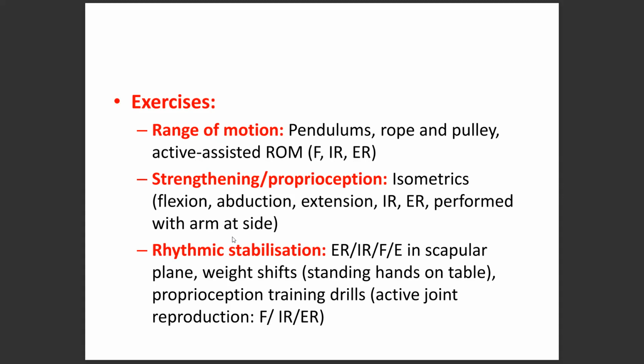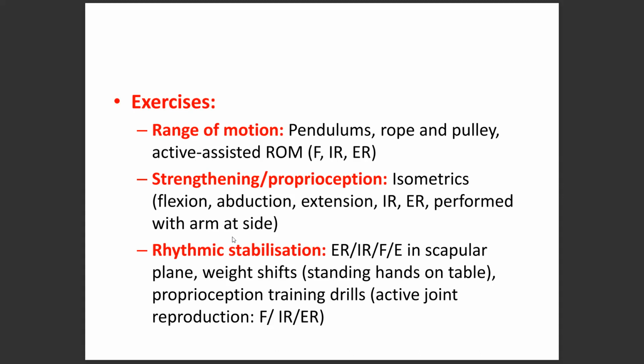Similarly, proprioception के लिए resistance training अभी start नहीं होगी इस phase में, but isometrics can be started just to increase that proprioception. And isometric exercises should be applied for flexion, abduction, extension, internal and external rotation, performed with one arm at the side.